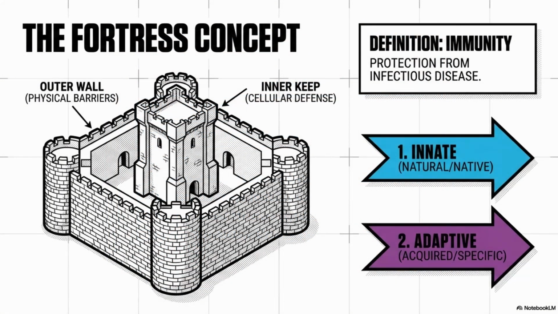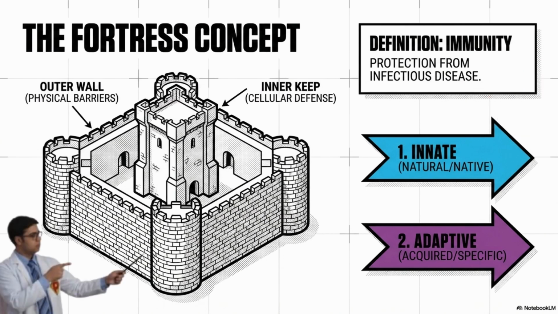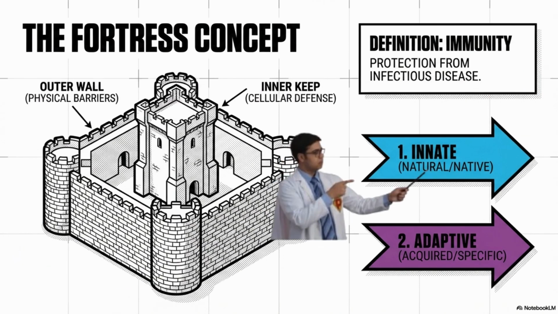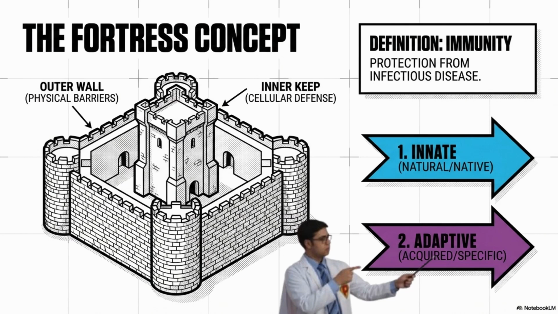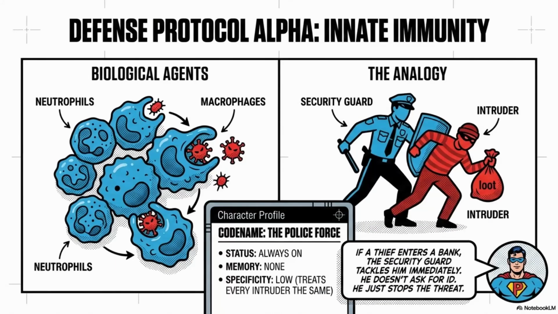First, PA 9.1. What is immunity? It's simply protection from infectious disease. Think of your body as a fortress. It has two lines of defense: innate immunity and adaptive immunity. Innate immunity is natural or native. This is your always on defense. It's the police force patrolling the streets. It has no memory and no specificity. It treats every intruder the same.